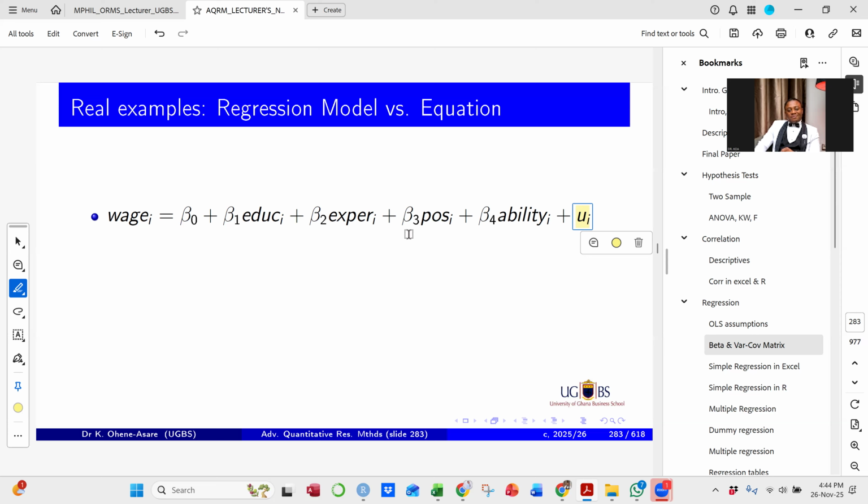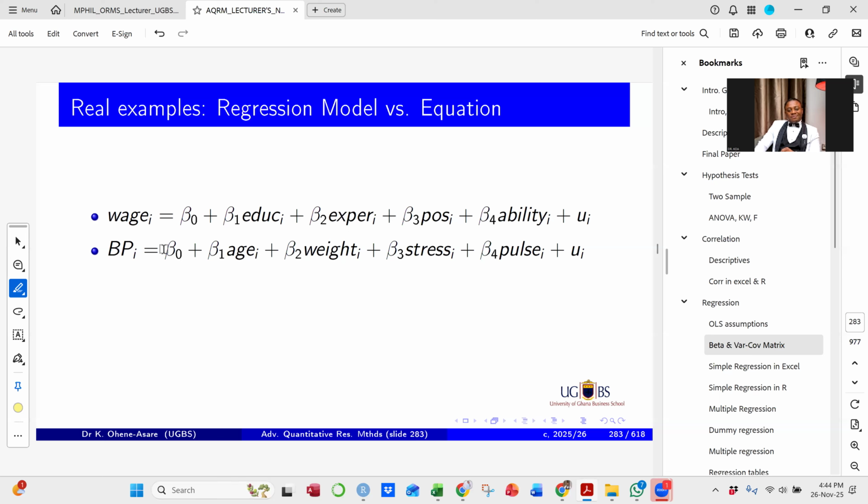Okay. Now let's take another example. Blood pressure of a person is affected by the age, the weight, the stress, or pulse. Of course, there are so many other relevant factors that can affect the blood pressure of a person but have not been captured here. All of those factors are inside the error. They are all inside the stochastic noise, the random noise, the unobserved heterogeneity.